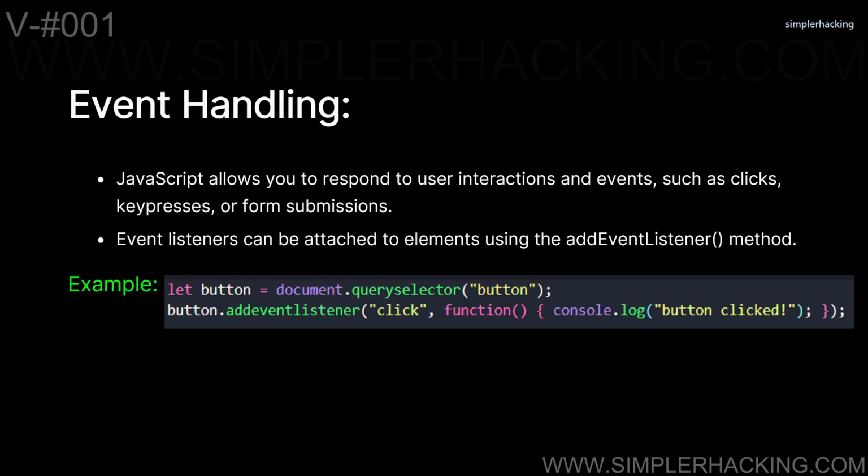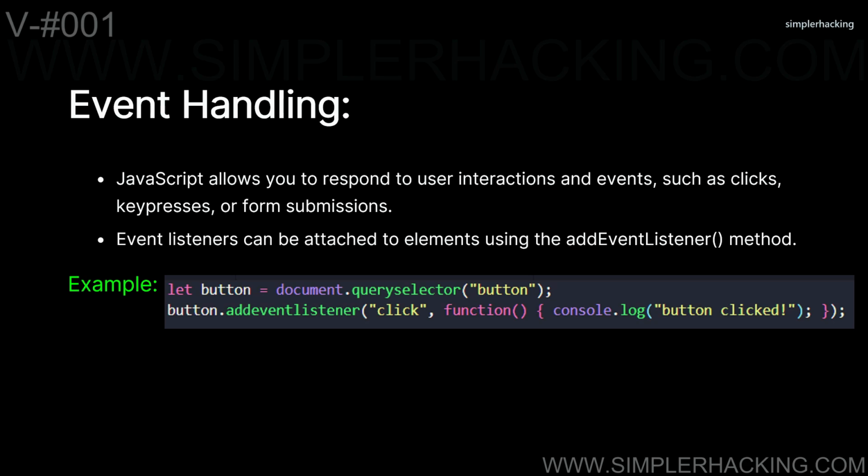Event handling in JavaScript is essential for responding to user interactions with a web page. In the context of this course, understanding event handling is critical for capturing and reacting to specific user actions such as clicks or form submissions that are integral to executing a successful phishing attack. JavaScript allows you to respond to user interactions and events such as clicks, key presses, or form submissions. Using event listeners, you can attach a specific action to an element that will trigger when the event occurs. For instance, you can attach an event listener to a button, like the example seen here. In this example, when the button is clicked, a message saying "button clicked" will be logged to the console.